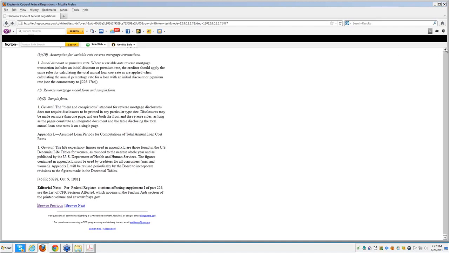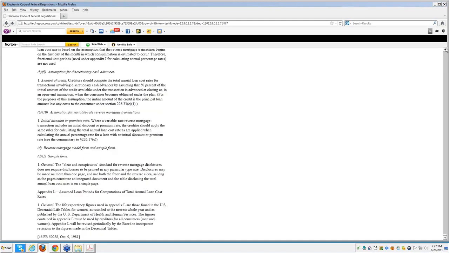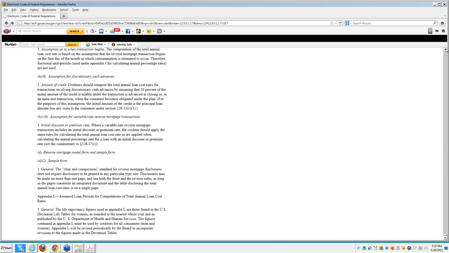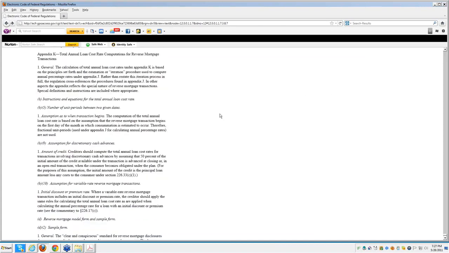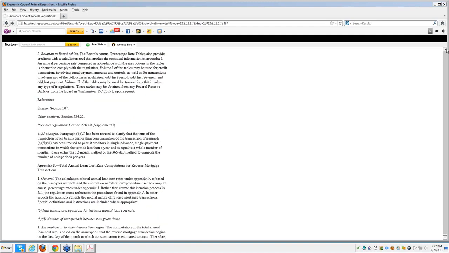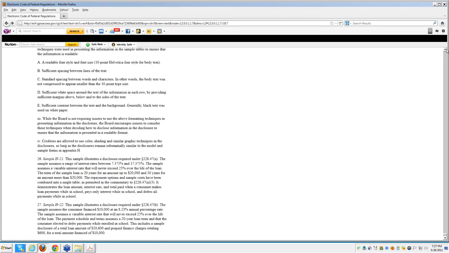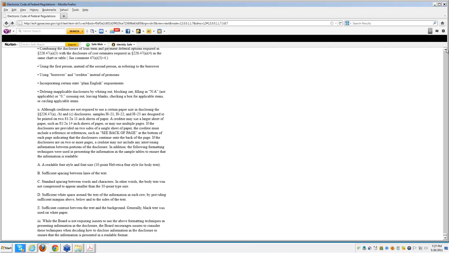Okay, remember it says the form to rescind is in the appendix, so you want to go look it up. Here's the 226.23 appendix H. We've got to find appendix H here. Appendix H and 226 on TILA.